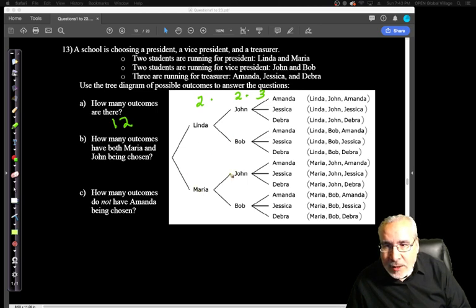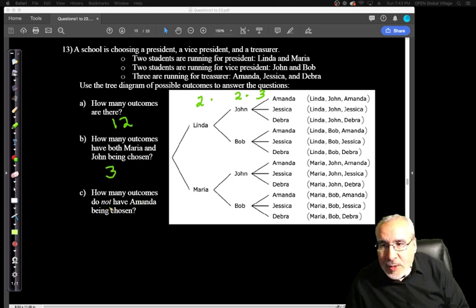How many outcomes have both Maria and John being chosen? Maria and John. You can see, if you just follow this, there's going to be 3 of them, aren't there? Here's Maria, here's John, and then there's 3 different ones. Maria, John, and Amanda, Maria, John, Jessica, Maria, John, Deborah. So there's 3 right here. That's the only 3 that have both Maria and John being chosen.